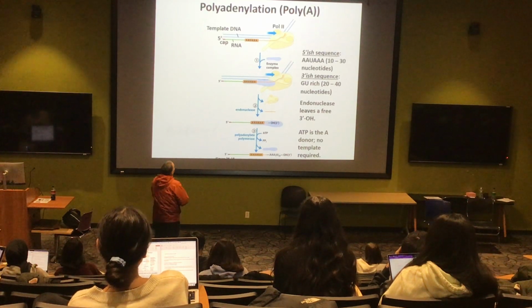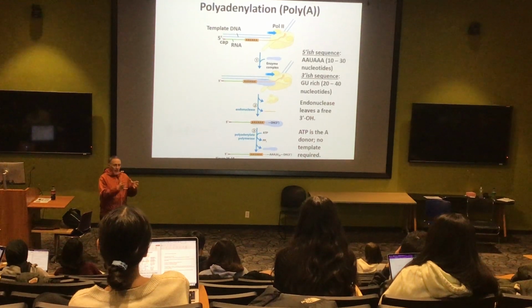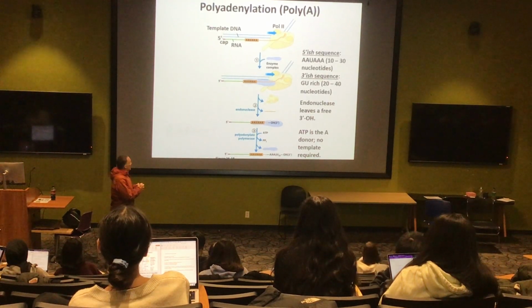The key is that there is some heterogeneity with the tail, the poly A tail, which is what we call it, that is actually getting made.